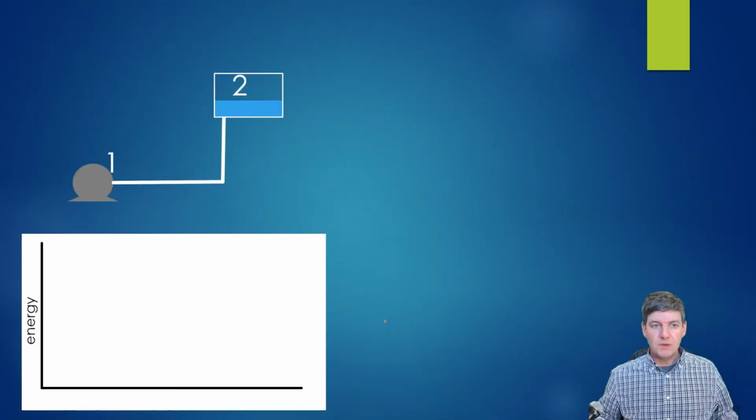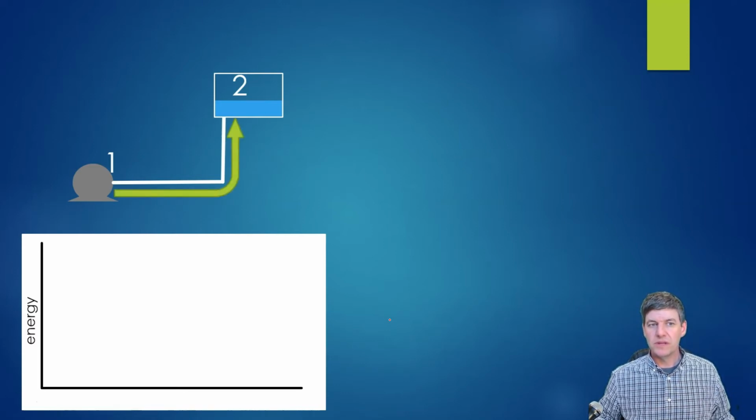Okay, so I'm going to take a look on an energy basis at the dynamic discharge head. So I have an outlet at my pump number 1, and it's going to feed to a tank number 2. And in this case, I'm going to consider the movement of fluid from 1 to 2.